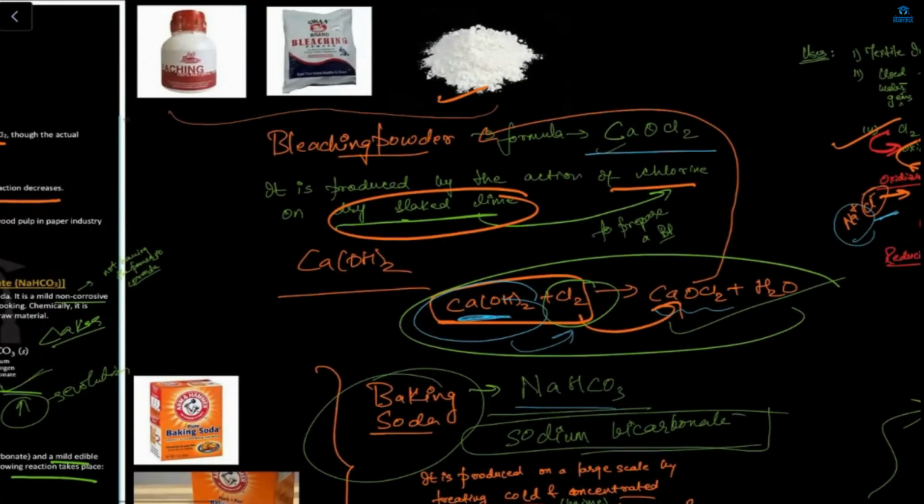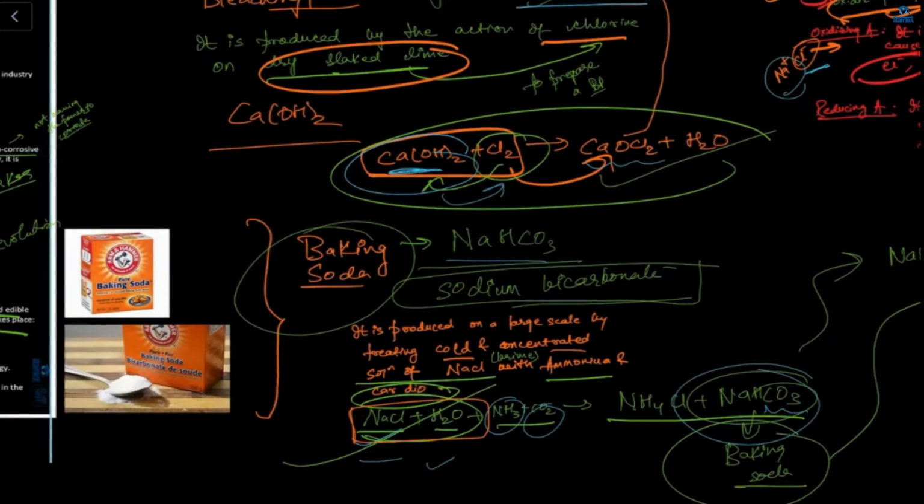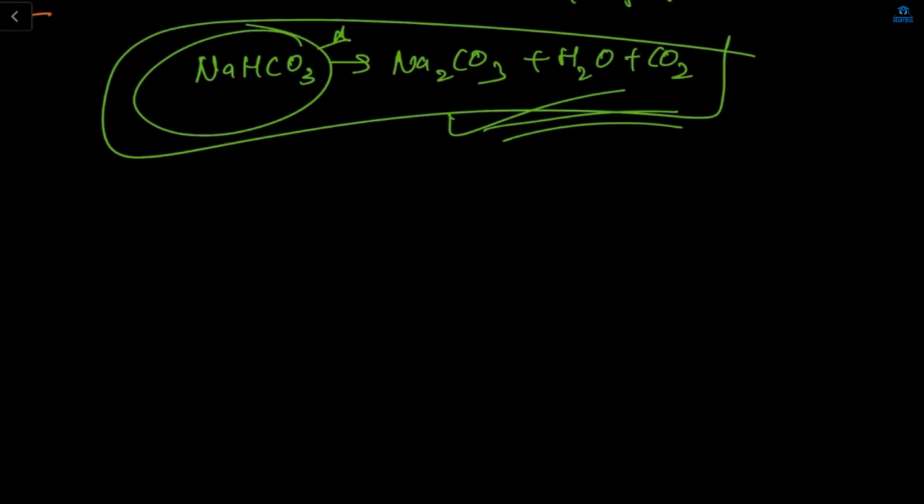And how do we get bleaching powder? Bleaching powder is obtained by the action of chlorine on dry slaked lime. Baking soda comes from brine, ammonia and carbon dioxide. And if we heat the baking soda, we get washing soda, Na2CO3, water and some carbon dioxide.